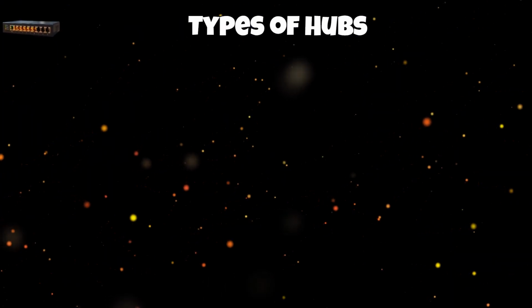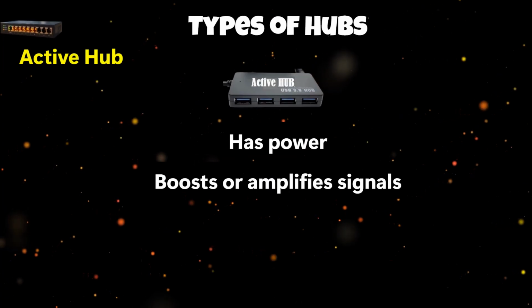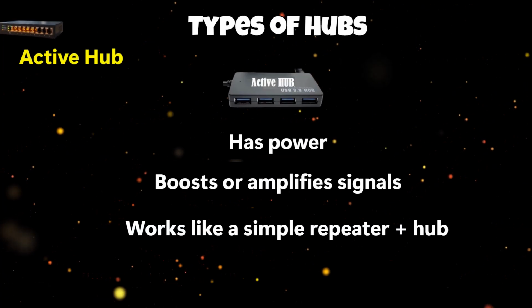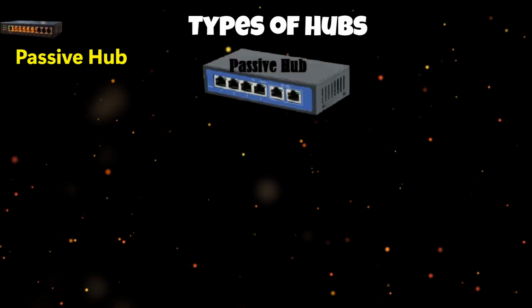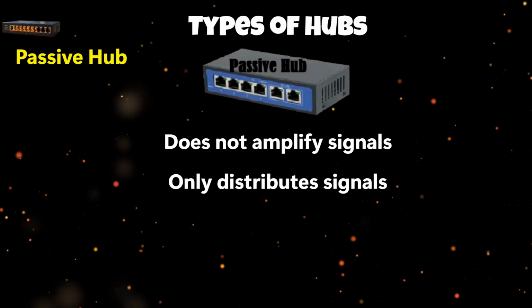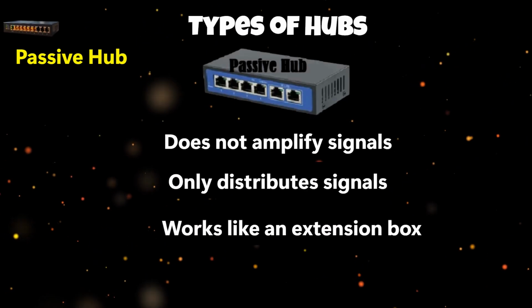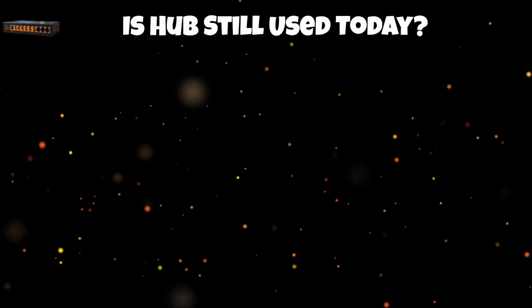There are two main types. Active hub has power, boosts or amplifies signals, works like a simple repeater plus hub. Passive hub does not amplify signals, only distributes signals, works like an extension box. Is hub still used today?